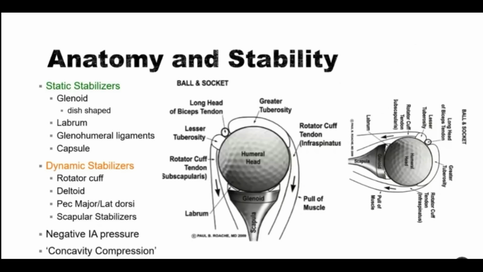The dynamic stabilizers consist of the rotator cuff, so those 4 muscles we just talked about, the deltoid, and then you have pec major and lat dorsi, and the scapular stabilizers. Additionally, there's negative intra-articular pressure and this concavity compression mechanism, and so all of these things are very important.